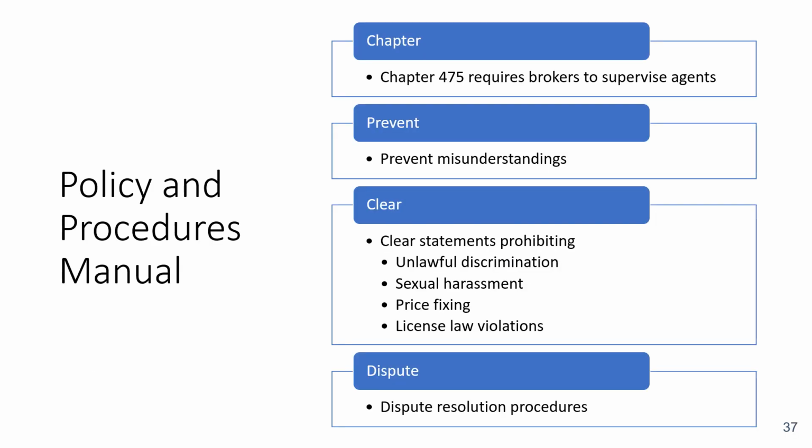Chapter 475 requires brokers to supervise agents. It's very important to have policy and procedure manuals, which will help prevent misunderstandings. They should clearly state the prohibition of unlawful discrimination, sexual harassment, price fixing, license law violations, and resolution procedures for any and all disputes.